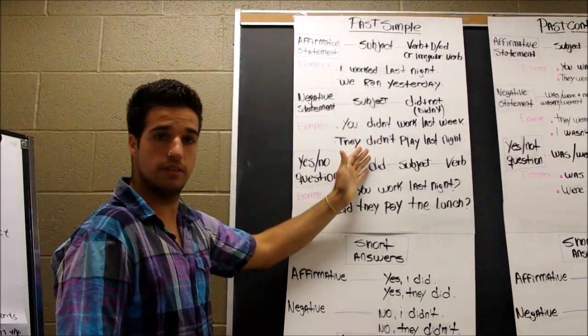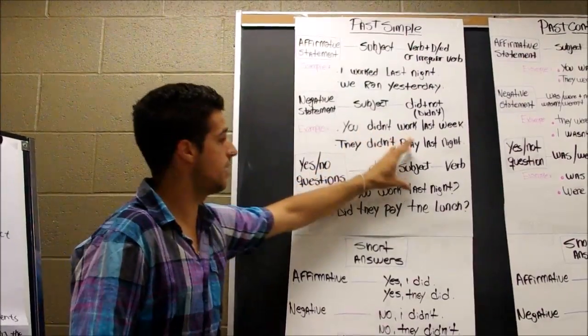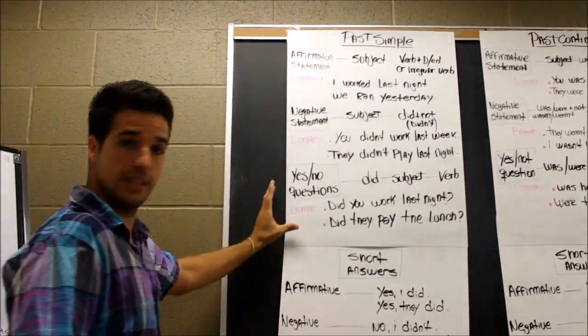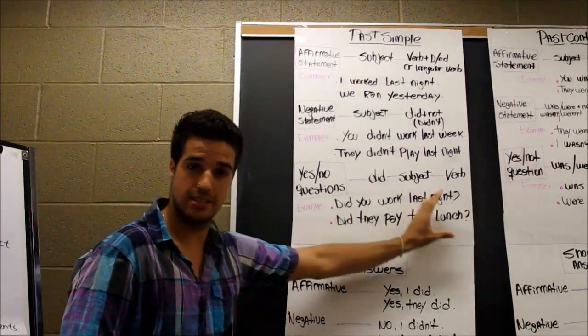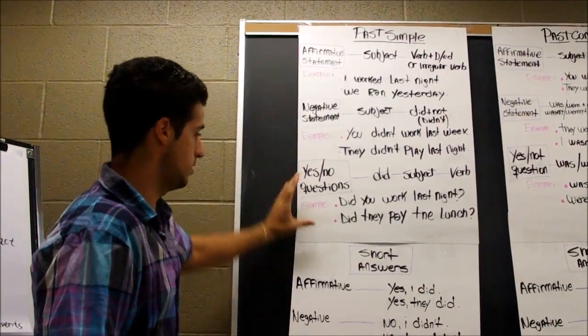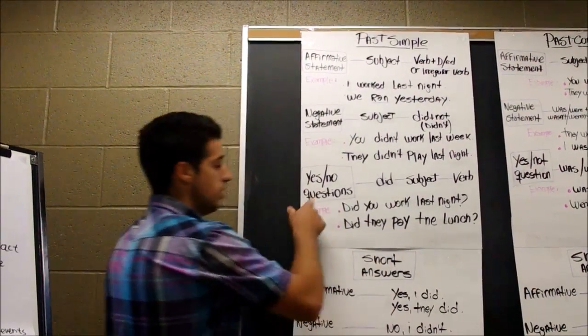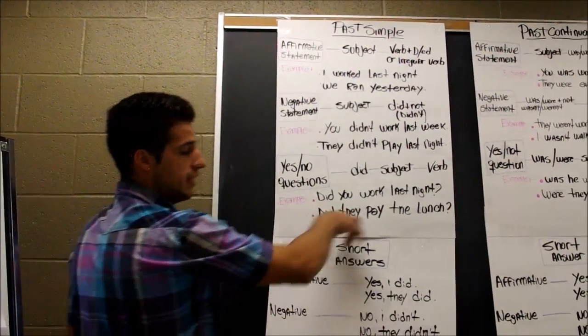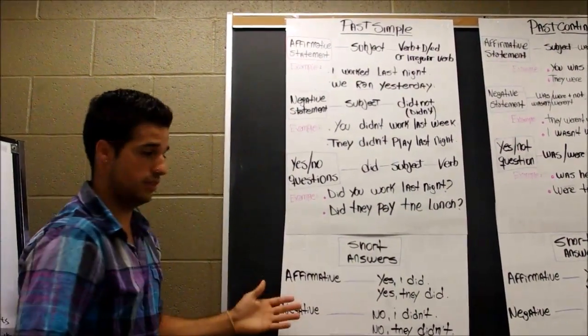Yes or no questions. First is did, then the subject and the verb. The example is, did you work last night? This is the correct form. Another example is, did they pay the lunch?